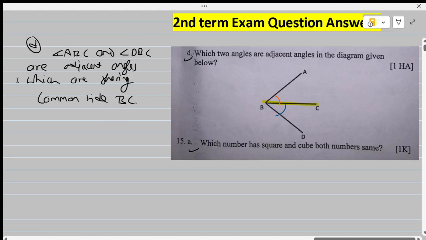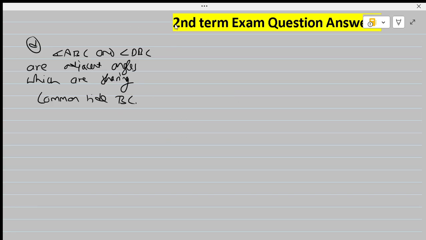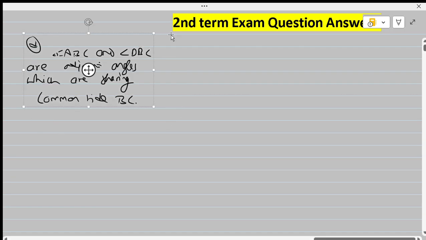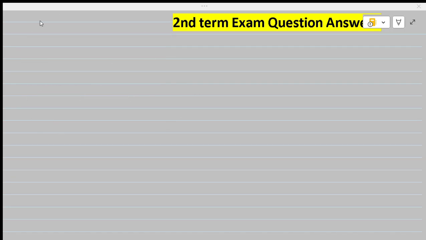Now I go onward. So let's make this clear first. Okay, so up to 15A. Now 15B.